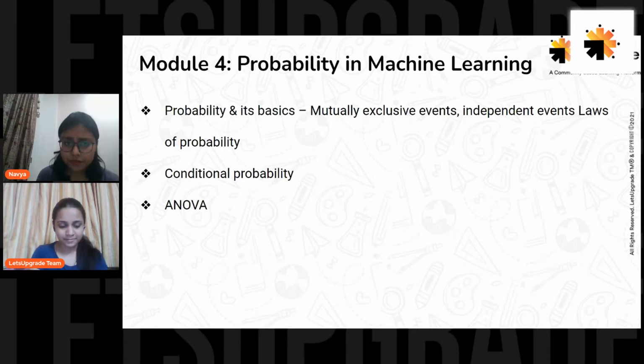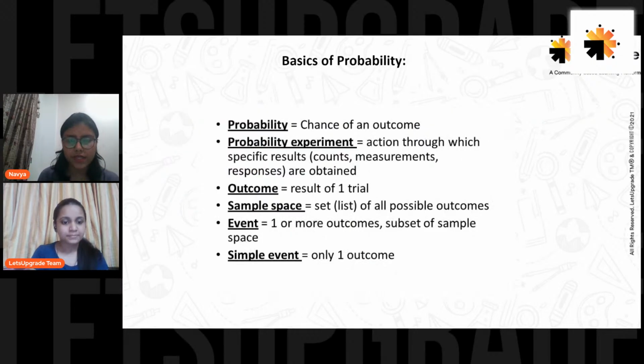We are not going to cover these laws and Bayes' theorem and everything, because that is not required for machine learning. I will just tell you the basics of probability, and then the most important concept, conditional probability, and then we'll go to ANOVA, that is your variance test. So we'll cover it in that manner.